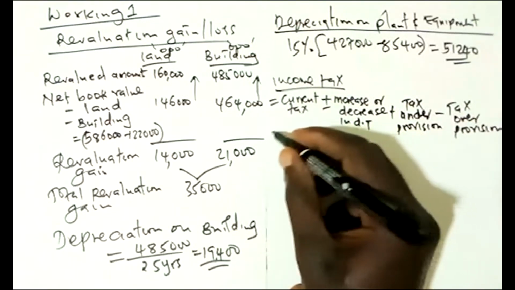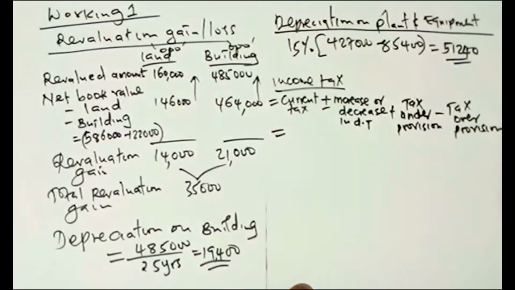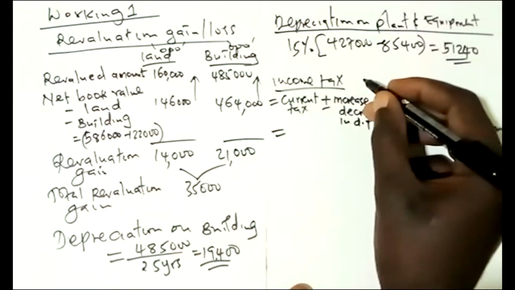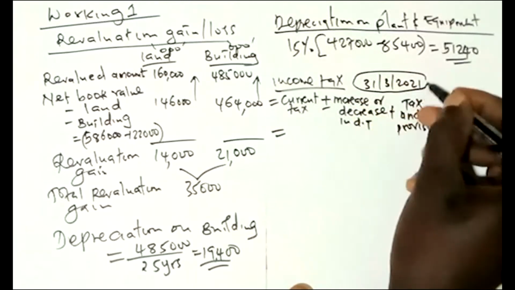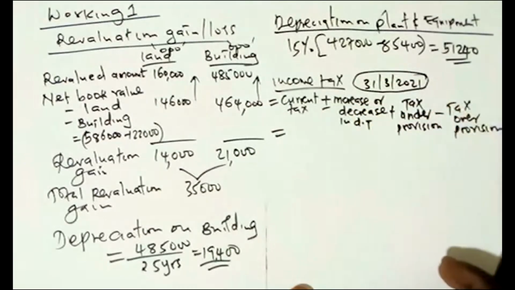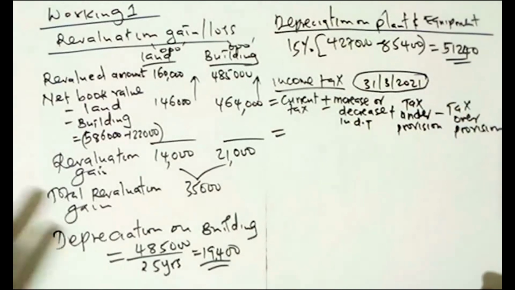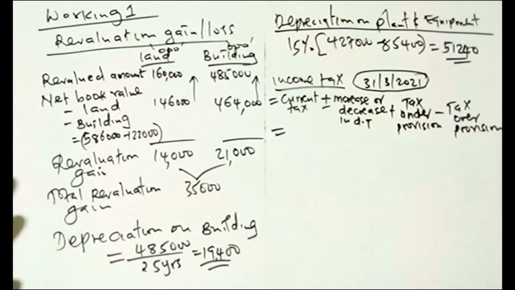So in this case, remember that the current tax is the tax which was supposed to be paid in the year ending 31st March 2021. Remember that our financial year ends this period. That corporate tax is what we call the current tax. So the tax payable in the year under consideration.